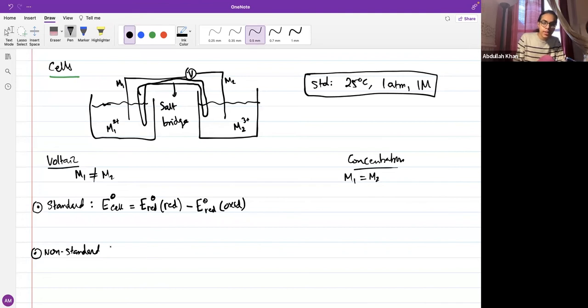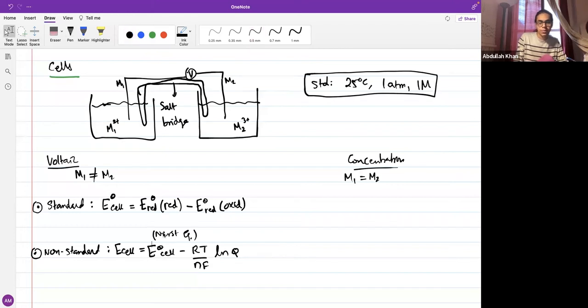In the case of non-standard voltaic cells, you use what's called the Nernst equation, which says E cell, notice I'm not putting the standard symbol, equals E0 cell minus RT over nF ln Q. Nernst equation. Great.